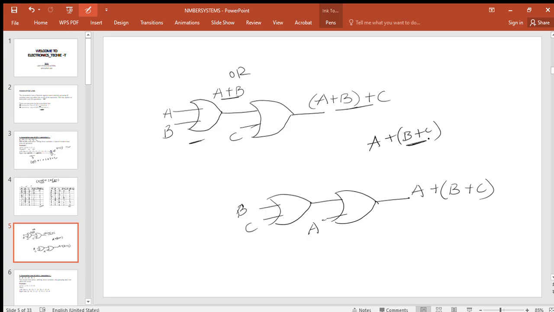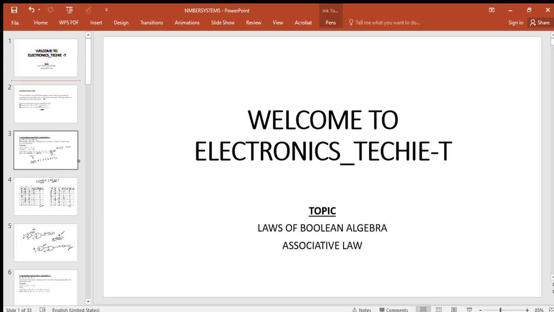So first we have to take B and C as the inputs of this OR operation. So you have to draw the OR gate. Then we can combine A with this result. This result is B plus C, and it is combined with the OR operation of A. So the logic gates look like this. So just look into the next method.